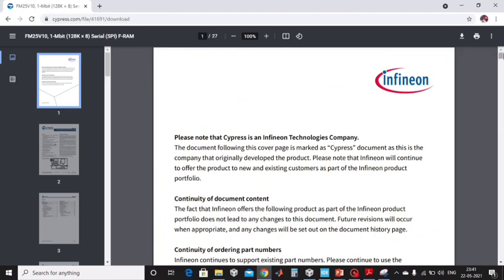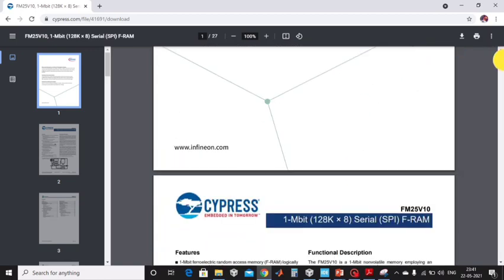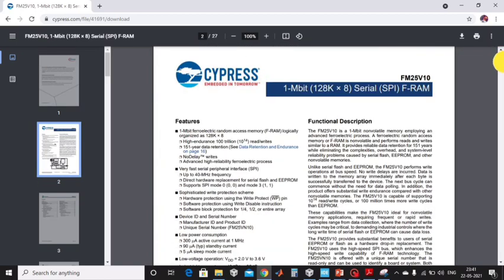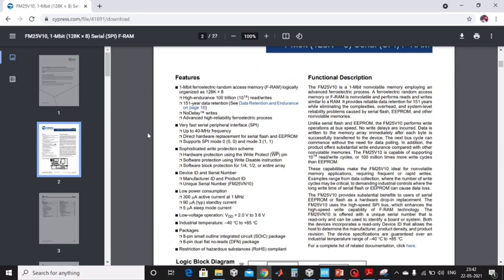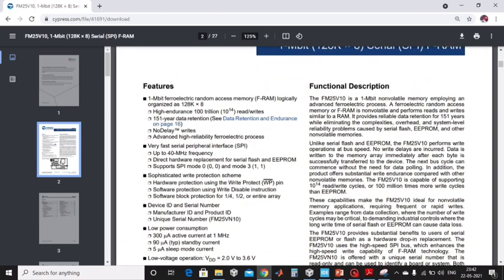So this is the datasheet of a device. This is the memory IC, ferromagnetic RAM, and it works on the SPI protocol. That means it uses SPI protocol to store the data. So the first information is the clock frequency. This device supports the frequency up to 40 megahertz.